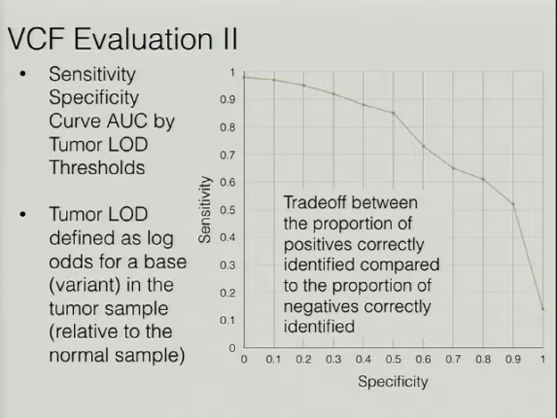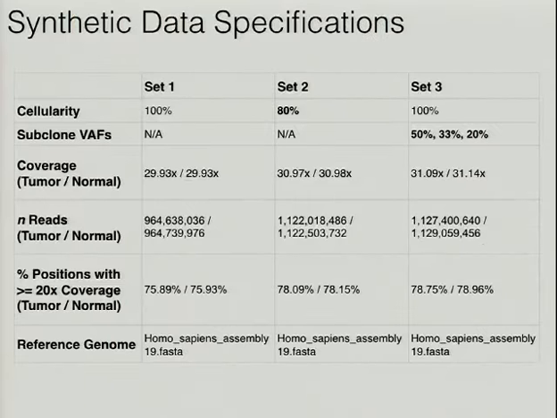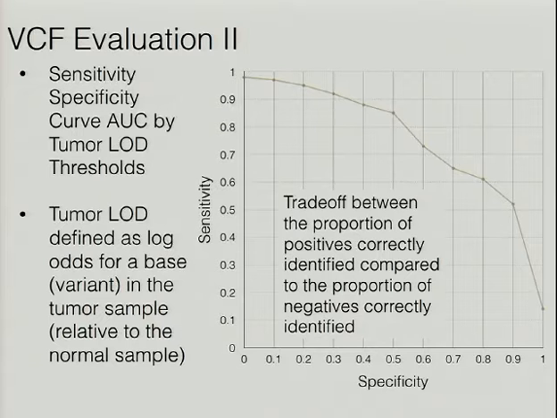The tumor log odds score is defined as the log odds for a base variant in the tumor sample relative to the normal sample. And so from there, we would be able to create these curves and then compare the area under the curve to understand the model's performance.